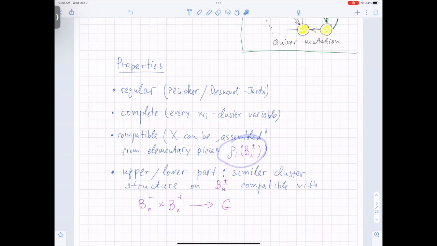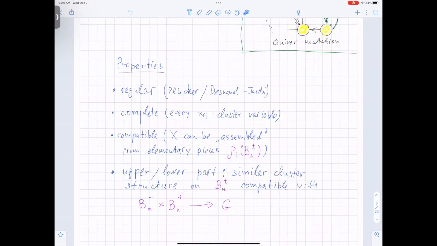And then you can restrict it nicely to the upper triangle. So this part of the picture will give you a similar structure on upper triangular matrices, and this part will give you a similar structure on lower triangular matrices. So it's very nice, combinatorially pleasing.